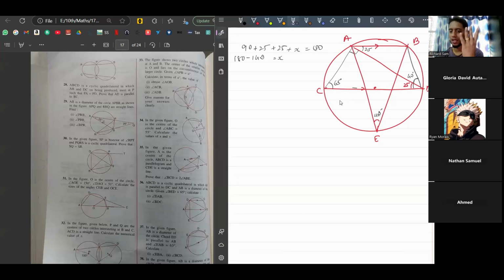We got a cyclic quadrilateral. Opposite angles of a cyclic quadrilateral are supplementary. So that is 5 theorems we used in this one question. Which theorem did we not use?